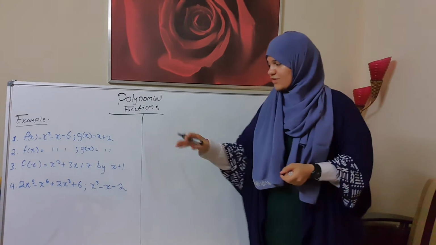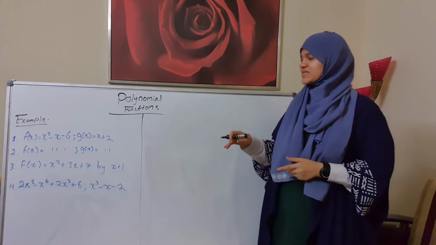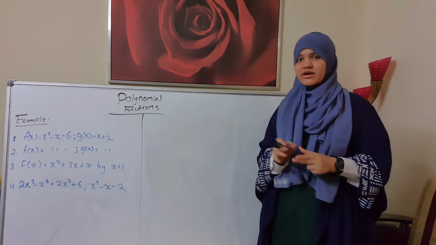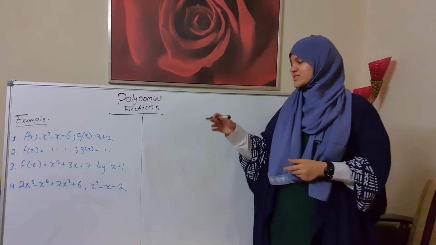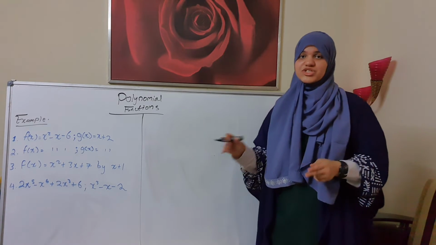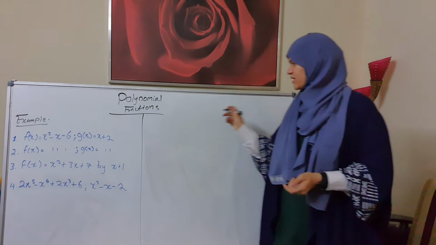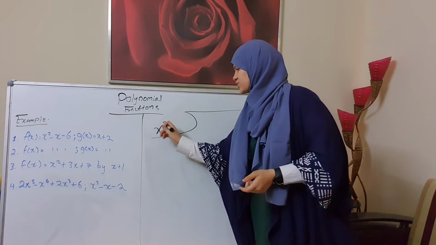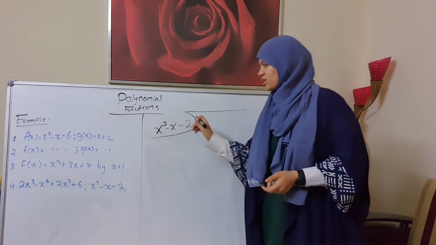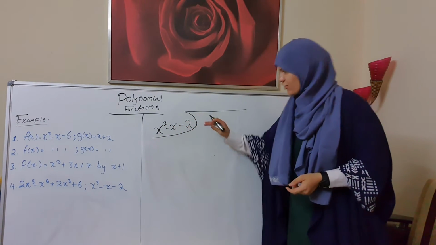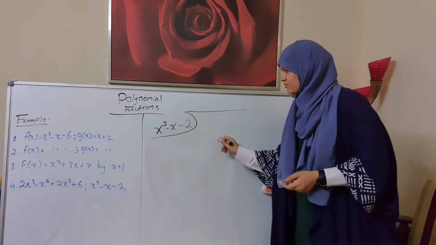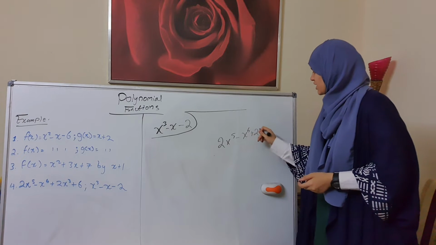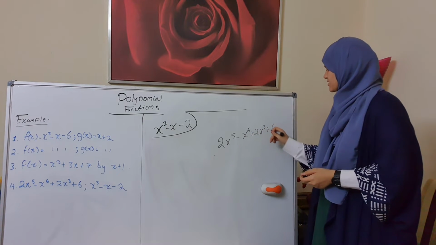We have here f of x is equal to what? 2x to the power of 5 minus x to the power of 6 plus 2x to the power of 3 plus 6, right? And then we have g of x, x to the power of 3 minus x minus 2, which is the divisor. So let's do it in the division form. What we have, x cubed minus x minus 2, right? And then before writing inside, we have 2x to the power of 5 minus x to the power of 6 plus 2x to the power of 3 plus 6, right?